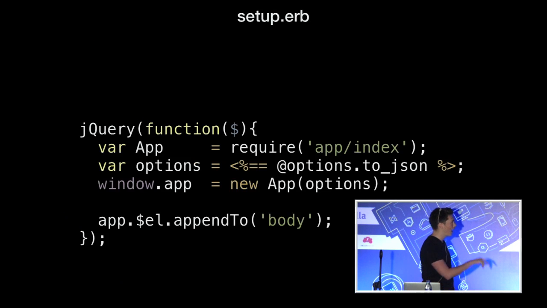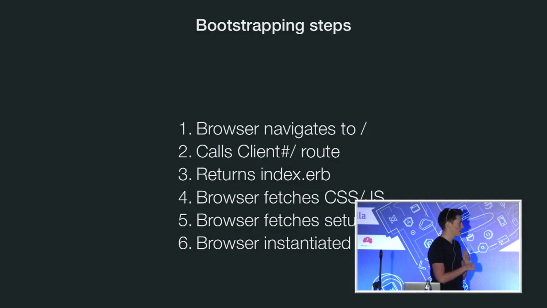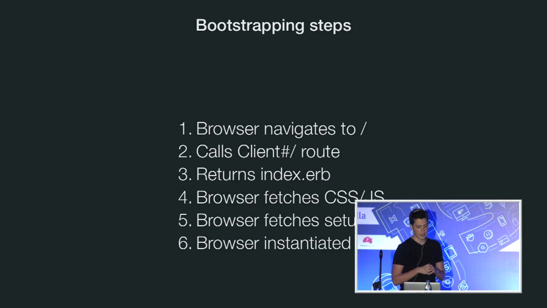If we jump down into that, you can see that the ERB generates some JavaScript, and all it's doing is requiring the app, and I'll get on a bit later in the talk about how require actually works, and then instantiating this app variable and appending it to the body. So if we go through the steps again, the browser navigates to slash, the client, which matches the client slash route, returns index.erb, browser fetches CSS and JavaScript, and then also the setup.js, and then the browser is instantiated, and that app is ready to go.